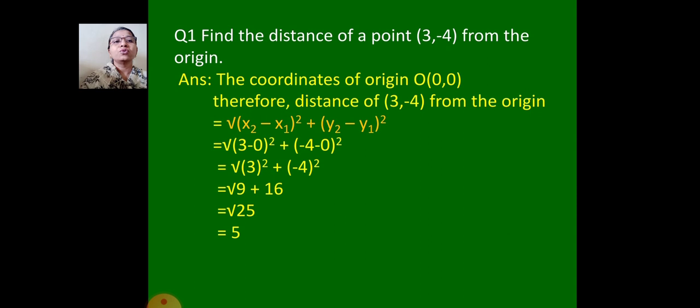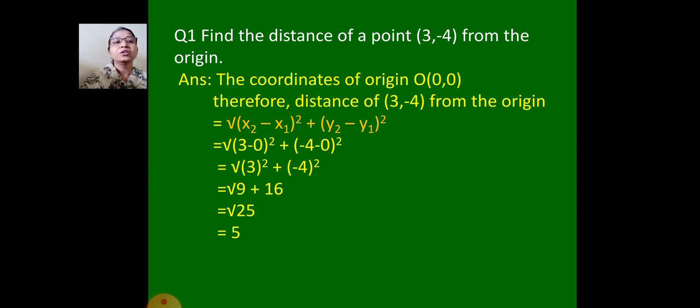The coordinates of origin, say point O, are 0, 0. It is always fixed. And therefore, the distance of this point (3, minus 4) from the origin is equal to, you write that formula once again, that is square root of (x2 minus x1) the whole square plus (y2 minus y1) the whole square. So children, you consider the coordinates of origin as x1, y1 and the coordinates of the point (3, minus 4) as x2, y2 and substitute the values here.